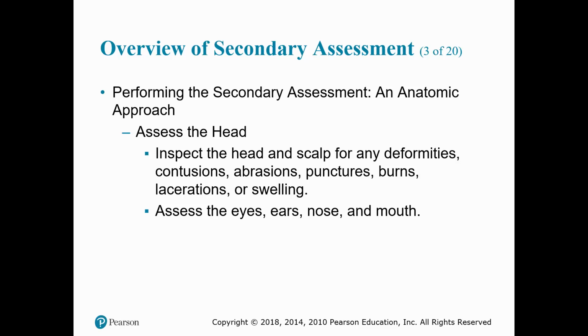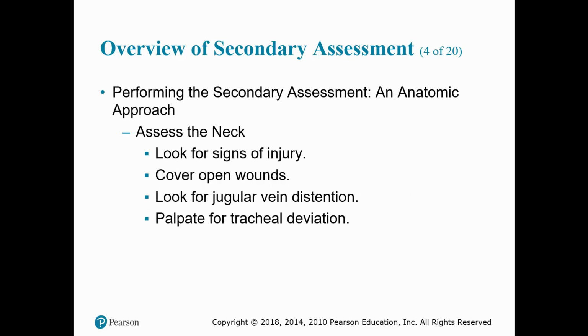Moving on down from the head, we go to the neck. We're looking for signs of injury. We want to cover any open wounds. We're looking for jugular vein distension and palpating for tracheal deviations. So what would be something significant during assessment of the neck? Be thinking of that. If you've got a gaping hole with blood spurting out, you've got some major vessels that run in the neck, that would be a cause for concern.